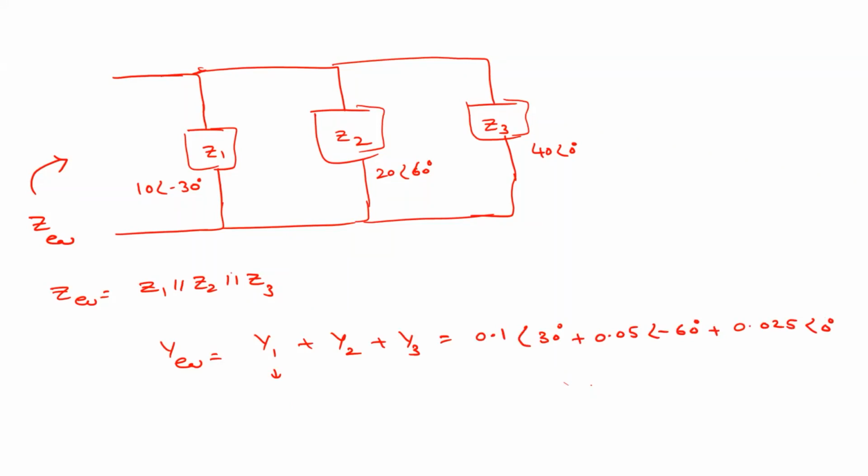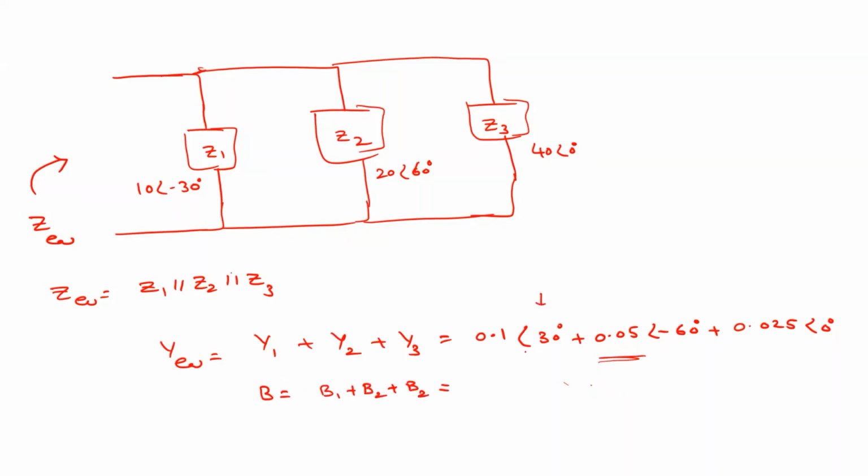You can directly solve this, or you can convert this into rectangular form and solve that. So we have two terms, G and jB. What is B here? B1 plus B2 plus B3, right?